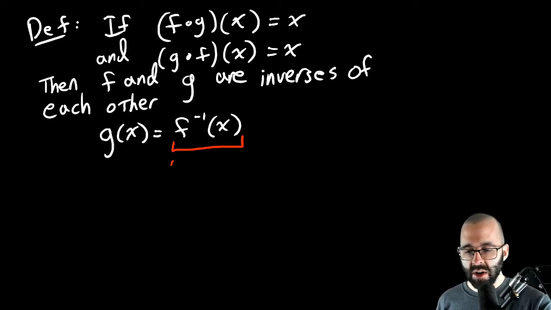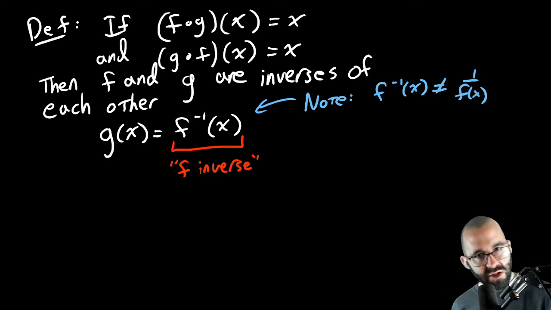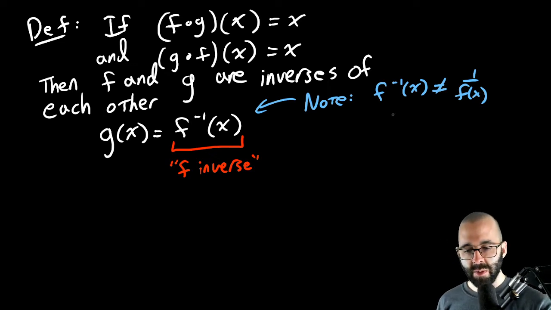Another way of writing that, we'd say that g of x is the inverse function of f. This right here is called f inverse. That's how we say it. And it's not a negative exponent. Another warning: f inverse of x is not the same as 1 over f of x. That's how negative exponents usually work, but this is not an exponent.